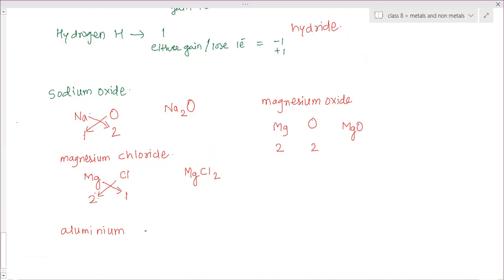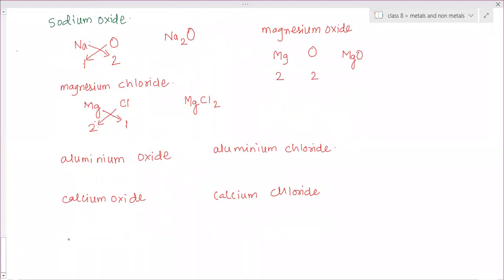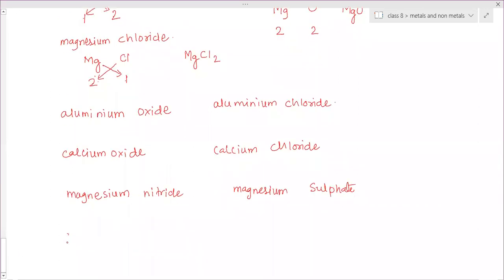You have all the elements, you have written the valencies together and their symbols also. Aluminium oxide, aluminium chloride, then calcium oxide, calcium chloride, magnesium nitride, magnesium sulfate, calcium sulfate. These are the names of chemicals, and we are forming their formulas.